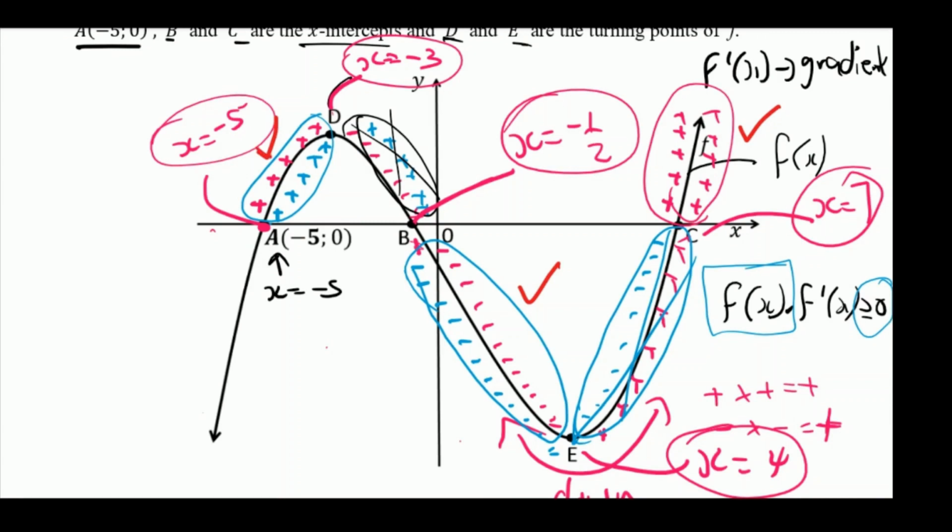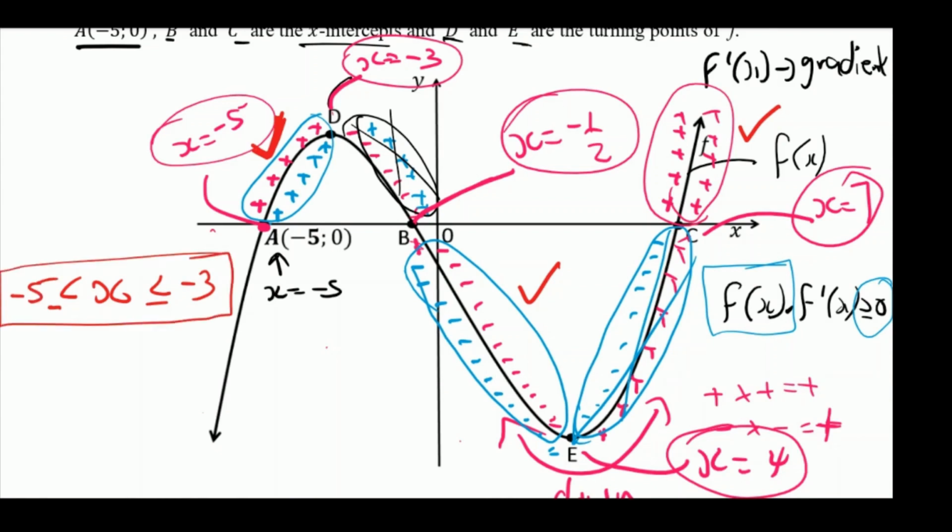So starting with this portion here where I ticked, we're going to say when x lies between minus 3 and minus 5, we are getting a situation where the gradient multiplied by f of x is greater than or equal to 0. Right, so this portion here is correct.